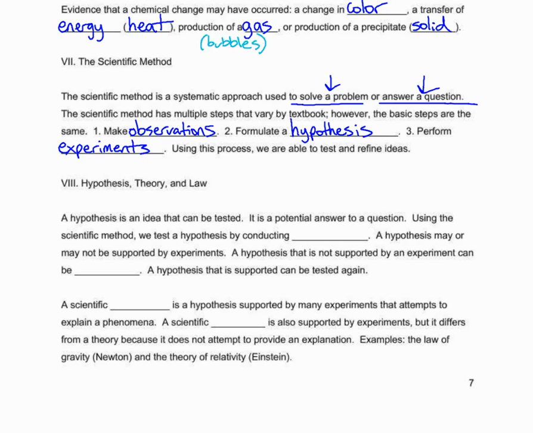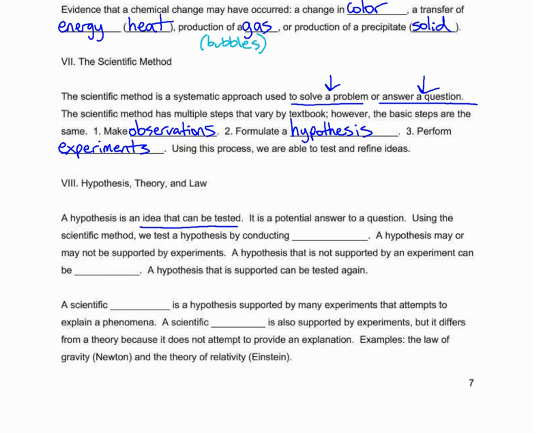Some definitions. A hypothesis is an idea that can be tested. It's a potential answer to a question. So I made observations and I asked a question. My hypothesis that I form is a potential answer to the question. It doesn't mean that I'm right. It just means that I have an idea and I want to know, is this idea right or is this idea wrong?